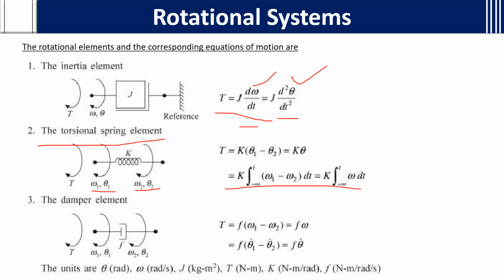And in terms of angular velocity, how will we write? Integration of (omega 1 minus omega 2). Same as in translational, rotational is also the same, but the notation is different. How you represent it, that is omega and v, that is different.